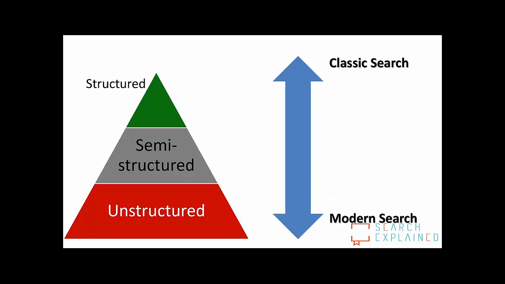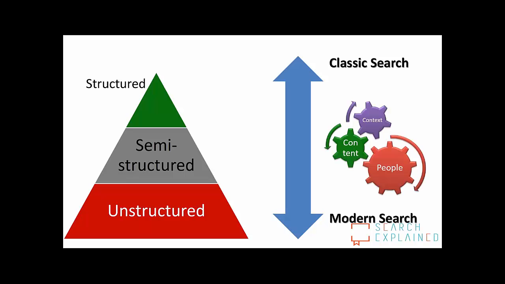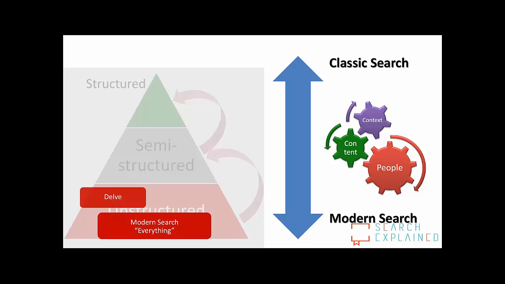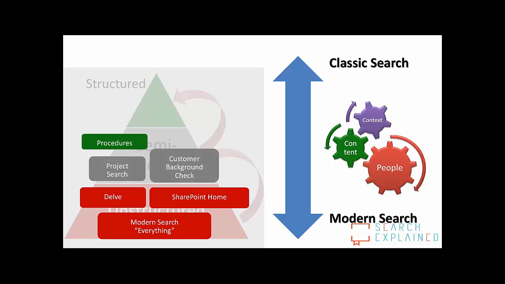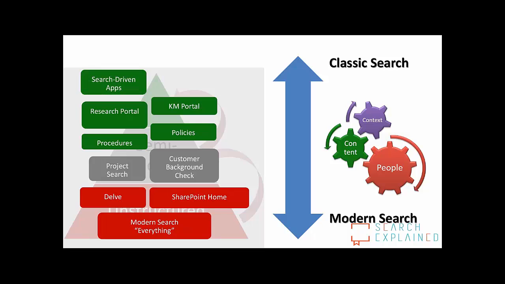So back to my content pyramid, let me show you some examples in which cases our modern search or personalized search is better and in which classic search is better. So going from the bottom to the top, modern search is everywhere in Dev, in SharePoint Home.